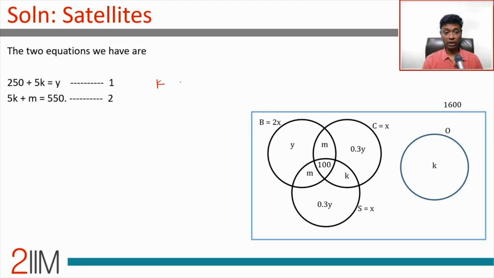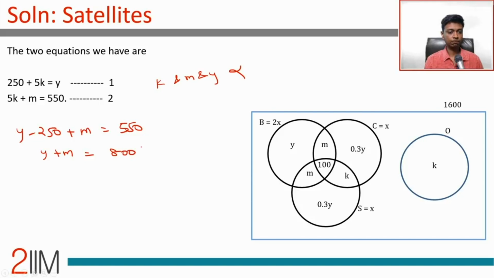Obviously, solving for K and M and Y is not possible. We have only two equations: that the number of elements in B is twice the number of elements in C, and the total is 1600. We don't have anything else. And so we can write this maybe differently. We can say 5K is Y minus 250, plus M equals 550, or Y plus M equals 800.